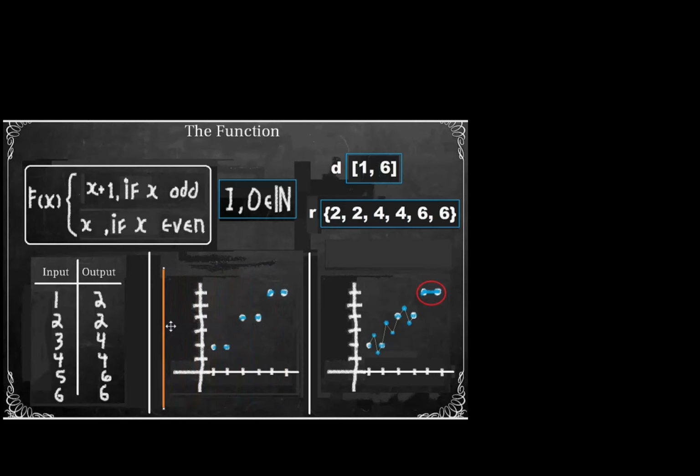Still, our function does not pass the horizontal line test, which doesn't eliminate it as a function. However, it counts it out as a one-to-one function because two unique inputs return the same output.